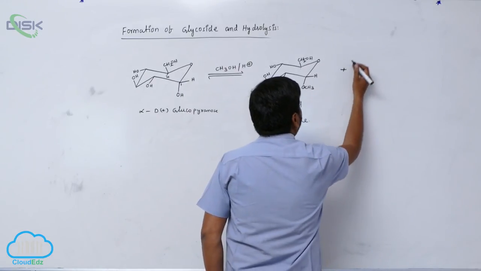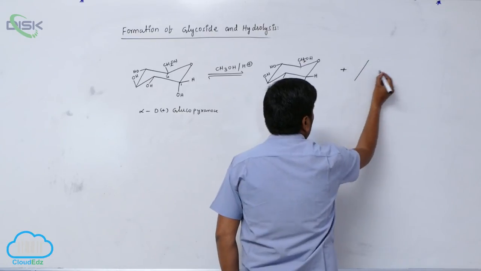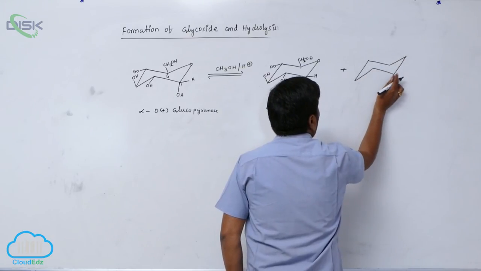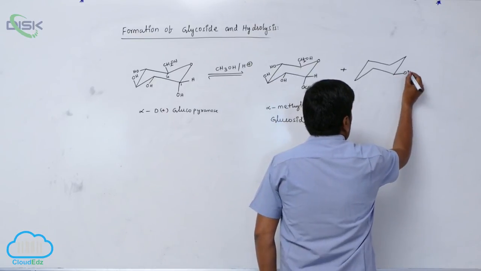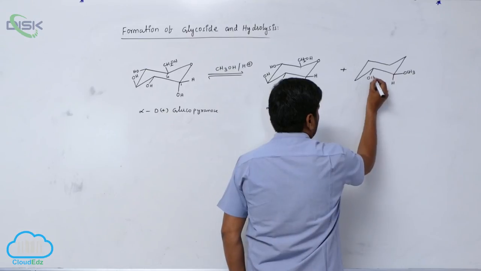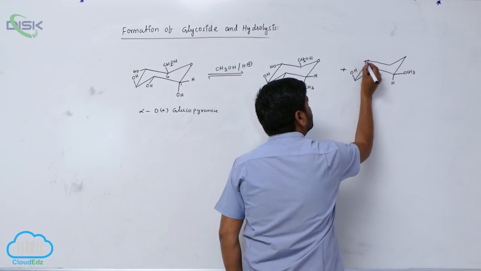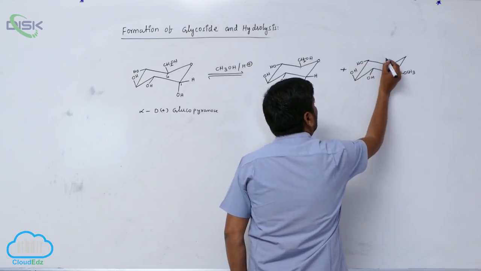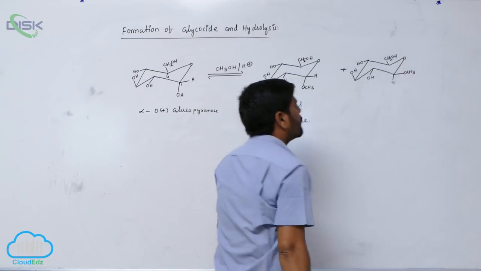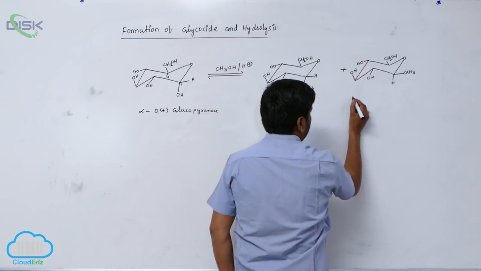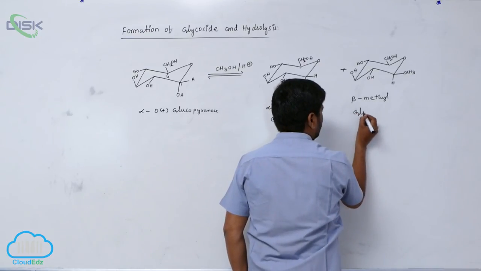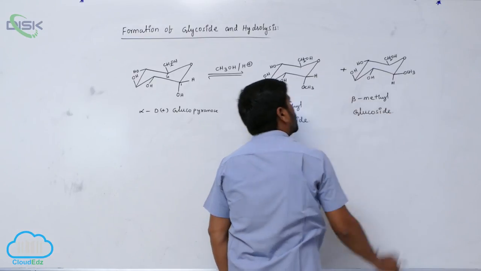The second one is, it also forms the beta form. Beta means the first carbon OH is above the plane, so therefore it is OCH3 with hydrogen, OH, and this is CH2OH. This is known as beta methyl glucoside. Beta methyl, which one? Glucoside.